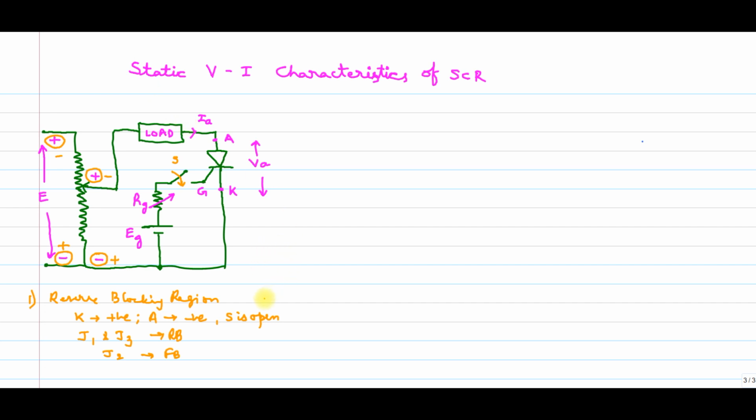The next region is the second one, the forward blocking region. In the forward blocking region, this is connected to positive and this is connected to negative.